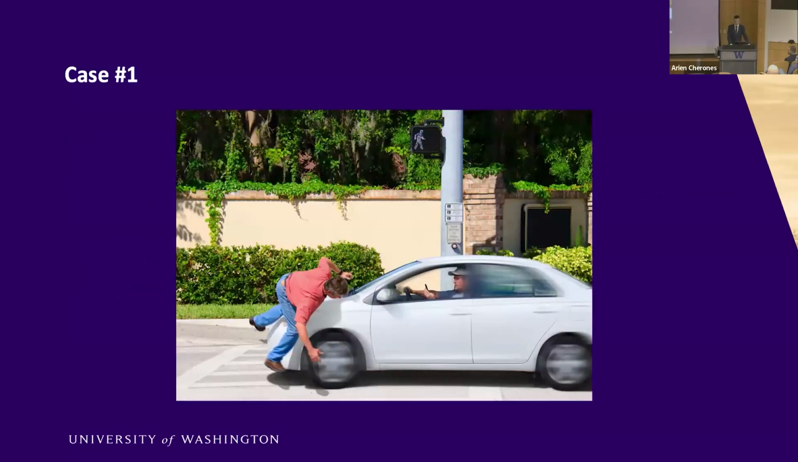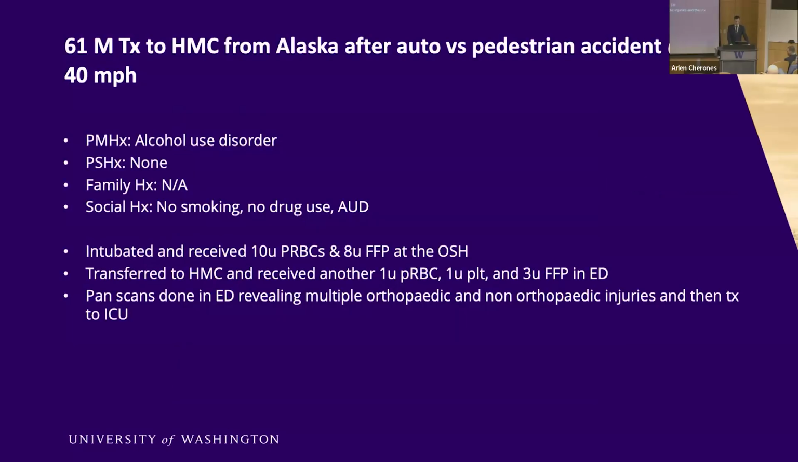So our first case is an auto versus pedestrian. He's a 61-year-old male that was transferred to Harborview from Alaska after auto versus pedestrian at approximately 40 miles per hour. Had an alcohol use disorder, no surgical history, no family history that was relevant. He was intubated and received 10 units of PRBCs and 8 of FFP at the outside hospital. And then he was transferred to Harborview Medical Center and received another 1 unit of PRBCs, 1 of platelets, 3 of FFP in the ED. At that point, he had semi-stabilized.